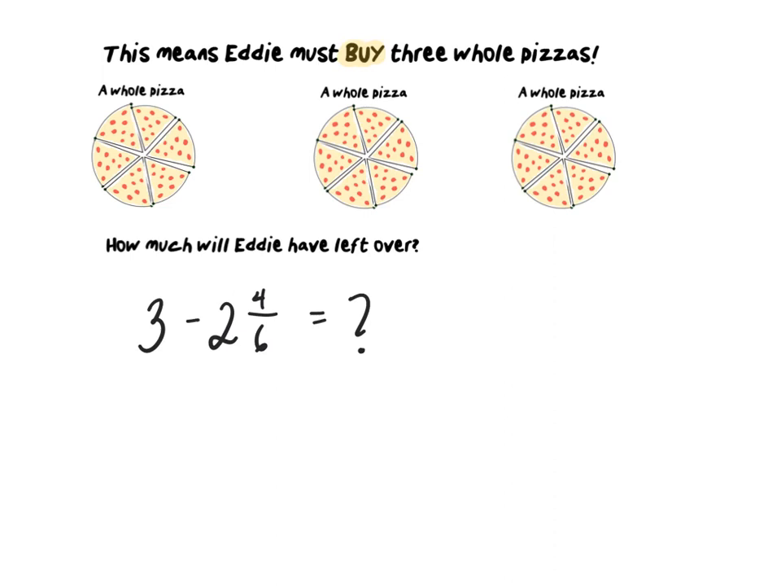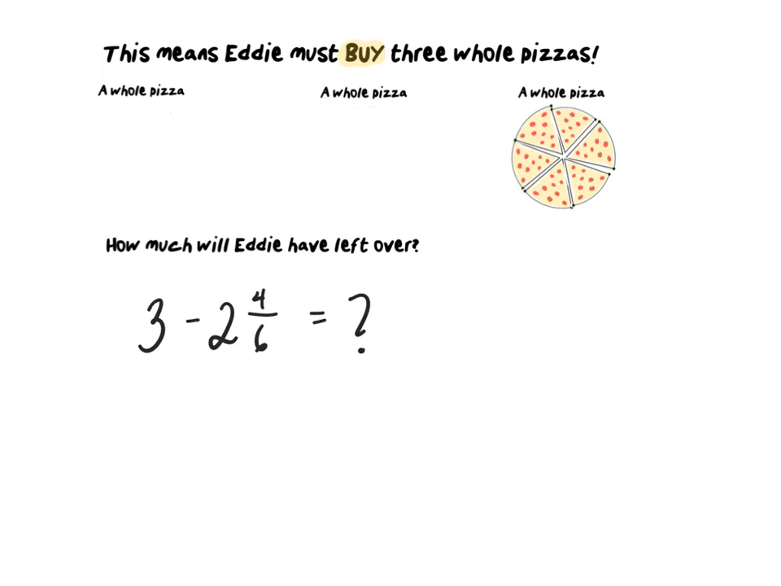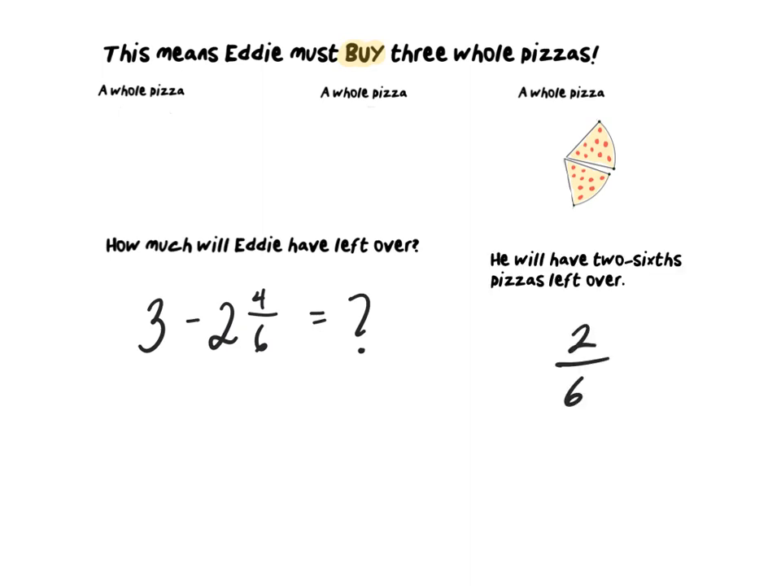So I'm going to begin with taking away 4 slices for Eddie. All right, so Eddie's slices are now gone. I'm going to take away another 4 slices for the first friend. Now their slices are gone. Let's subtract another 4 slices for friend number 2. Their slices are gone. And let's subtract another 4 slices for friend number 3. And their slices are gone. So as you can see, I'm only left with 2 slices out of a whole pizza. Eddie will have 2/6 pizzas left over.